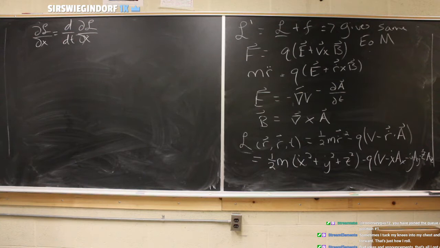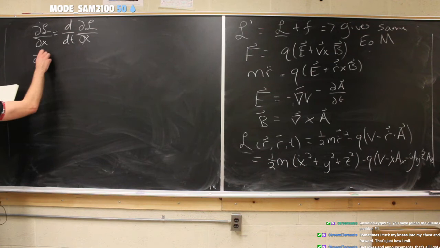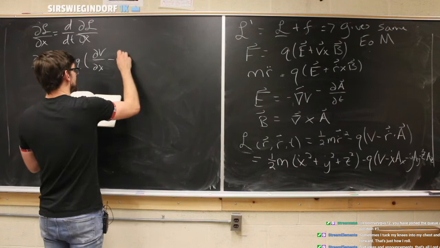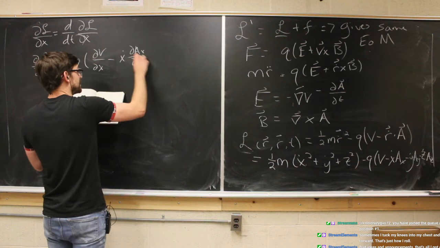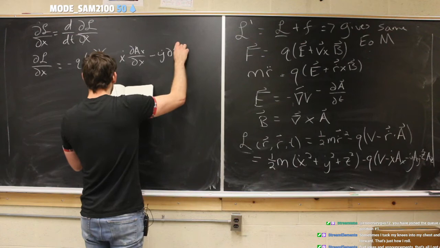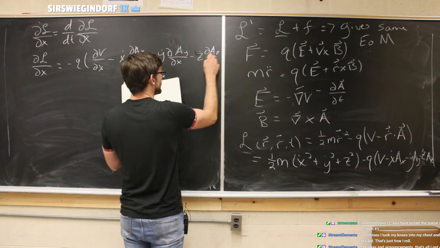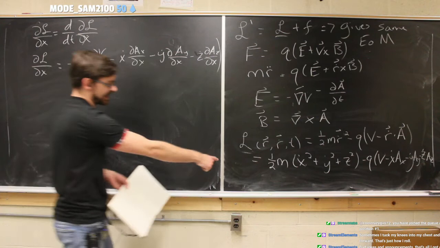What do we get? So the change in the Lagrangian with respect to x, we're going to do this side first. And what do we get? We get minus q times the change in the scalar with respect to x, minus x dot q, or the derivative of Ax, the derivative of x, minus y dot, the derivative of Ay with respect to x, and then z dot, derivative of Az with respect to x. Okay. Good, so that's the left-hand side. And this is, again, our Lagrangian down here, so this is what we're doing with the derivative. So we're taking the derivative of, I should say.